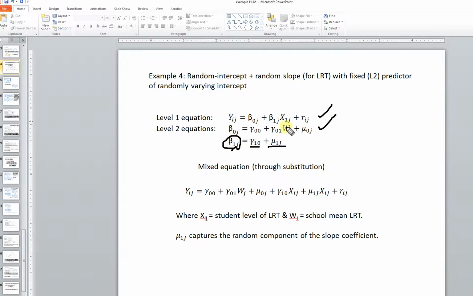So through substitution, things get a little bit more convoluted, but you can see right here, this, and this, are all portions of the level 2 equation that were substituted at level 1. And then you've got essentially the fixed effect. We're substituting this information right here for beta subscript 1j. And so we've got that component. And then we also have the random component that's also being multiplied by the x variable at level 1. And then we have the level 1 residual.